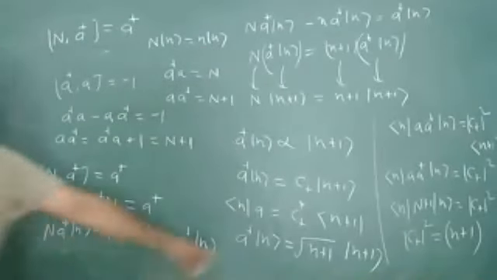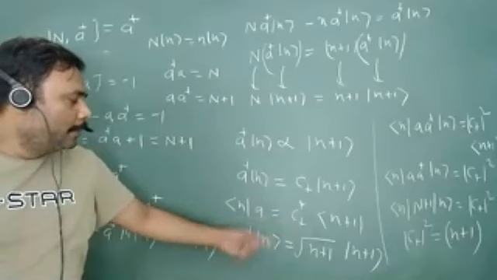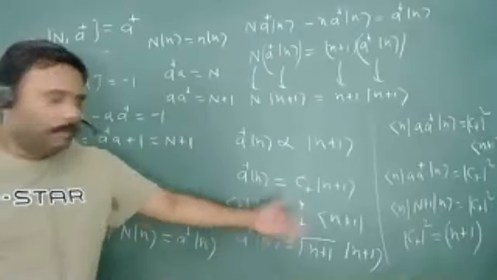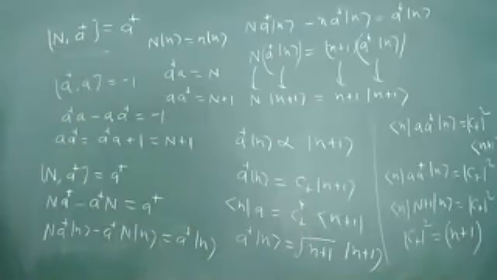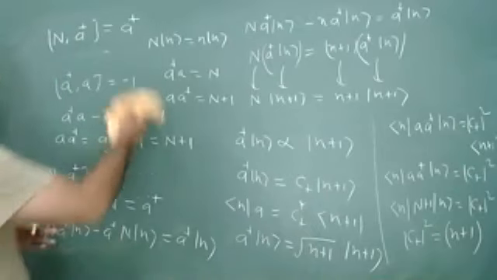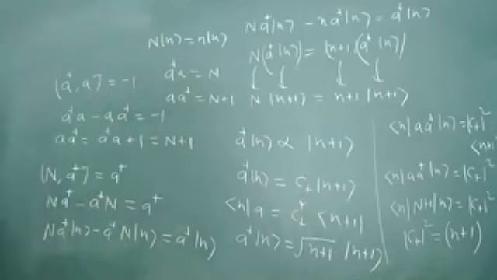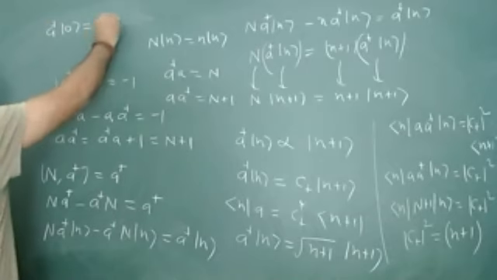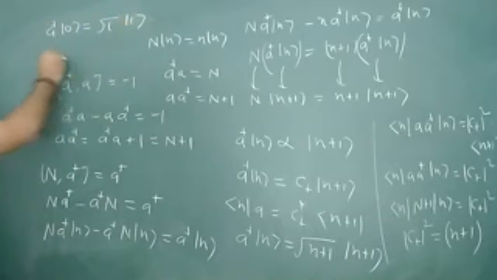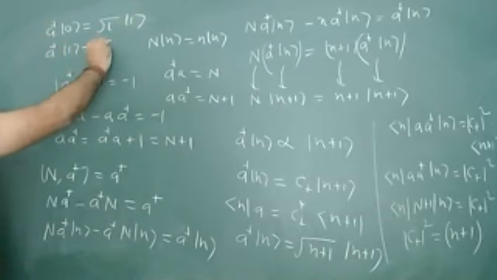And the lowest value of n is 0. Now you can operate it on 0, 1, 2, 3 and find the next level of the calculation. So I am just using this space. A dagger will operate on 0 and you will get root 1 times ket 1. A dagger will operate on 1 and you will have root 2 times ket 2, and so on.